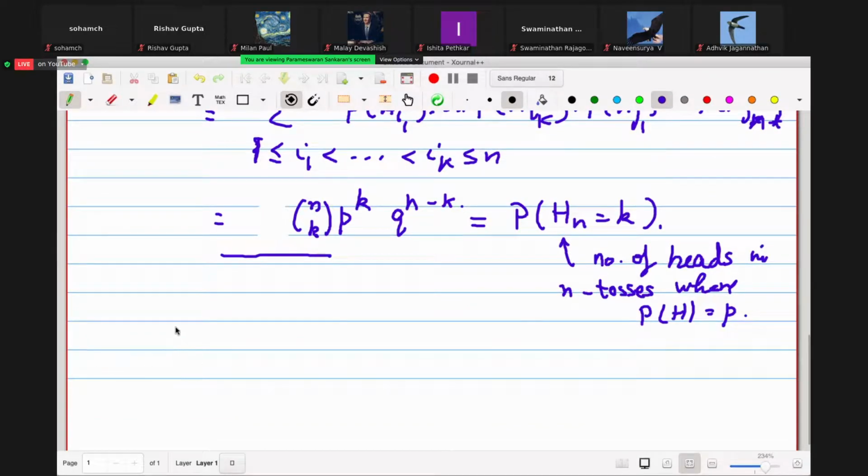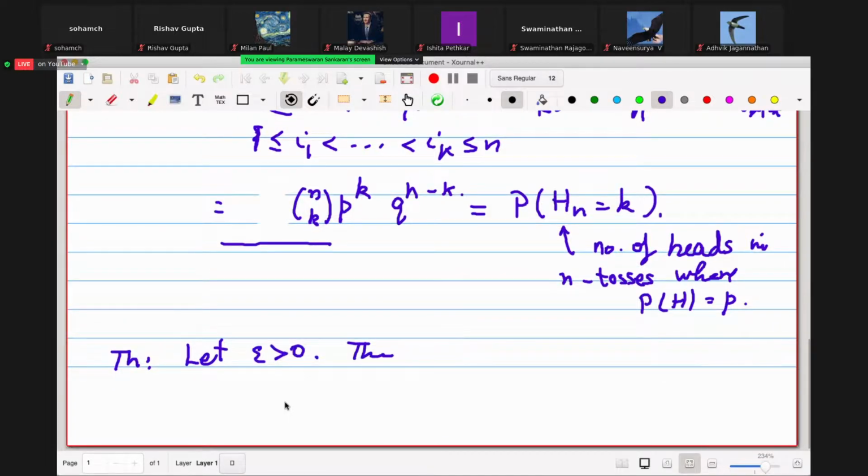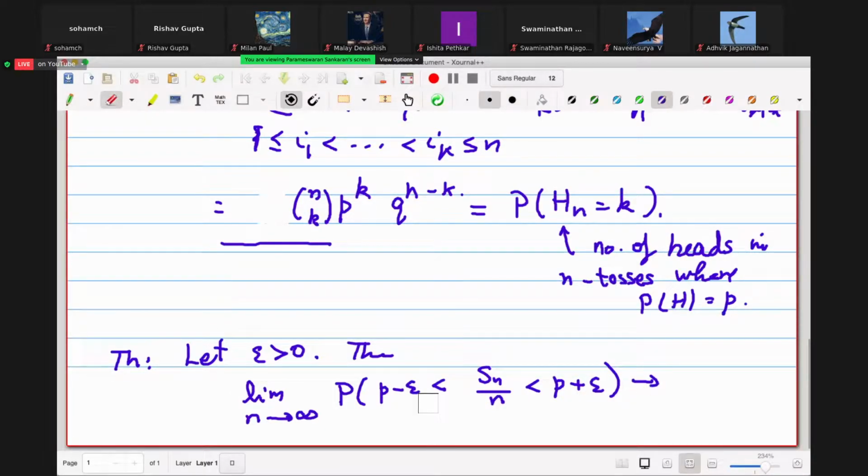All right. So now recall the theorem very briefly. Let epsilon positive be given. Then you compute the average number of times. So let me write here the limit as n goes to infinity of the probability of the set p minus epsilon less than Sn by n less than p plus epsilon. This is equal to 1.